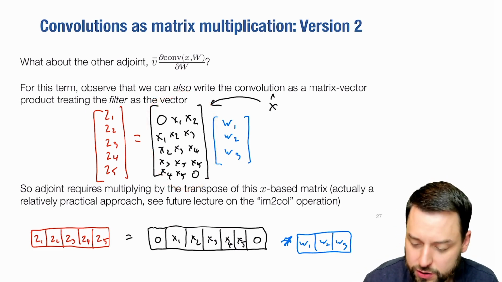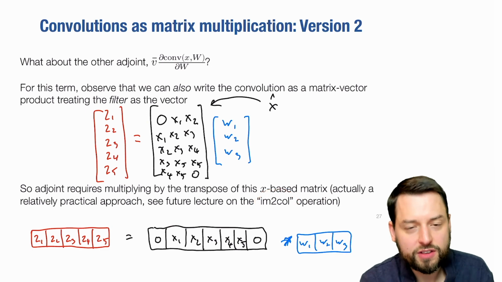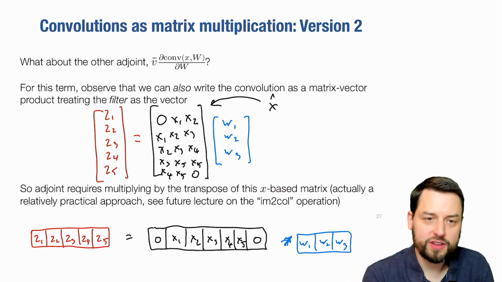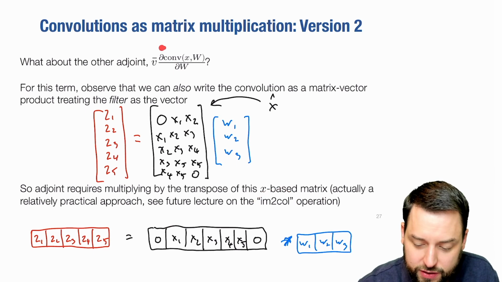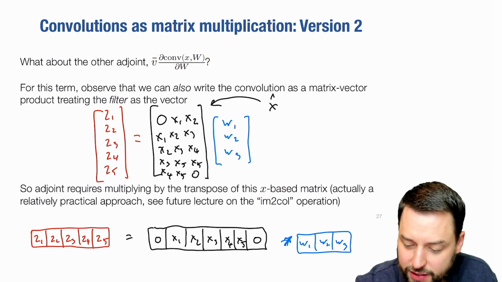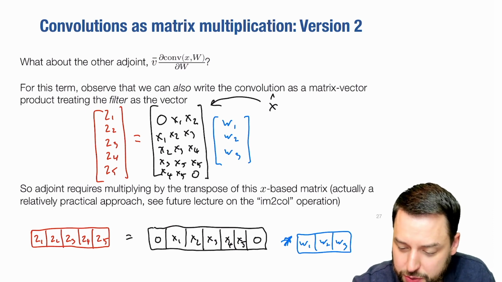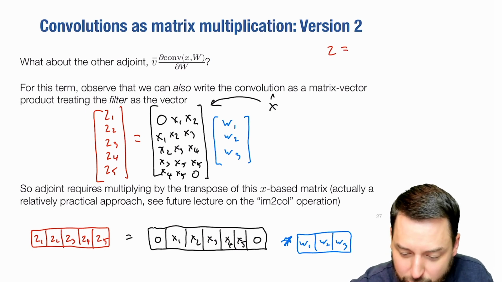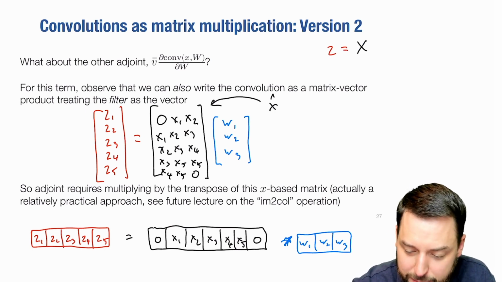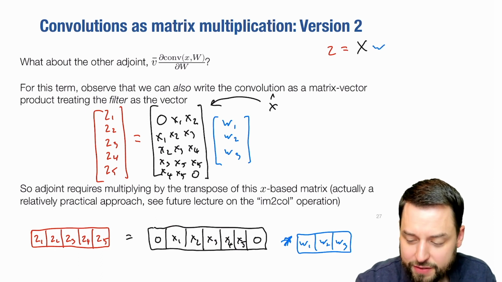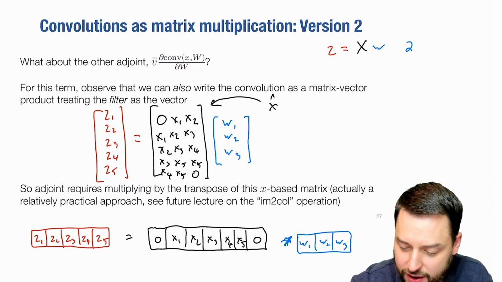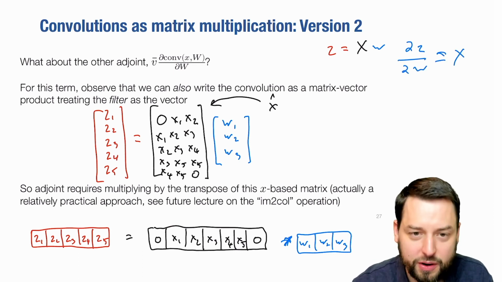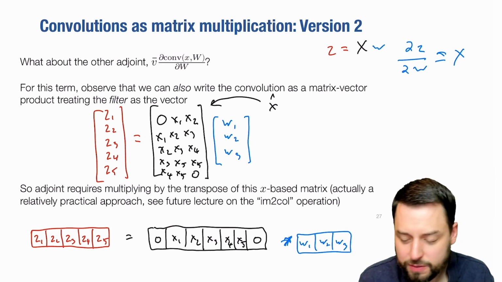This operation, expanding the X vector in this way, is called im2col. And this is important for two reasons. The first reason is that if we want to compute this vector z, it's very nice to be able to represent it as z equals some big matrix X times W. Because then the derivative of this operation with respect to W is equal to our big matrix X.